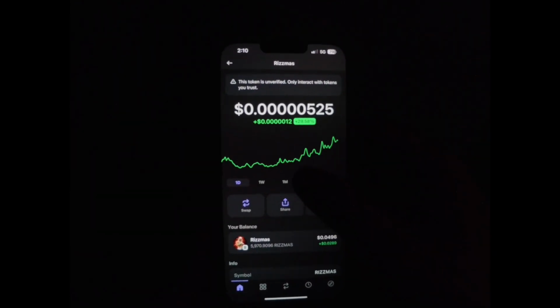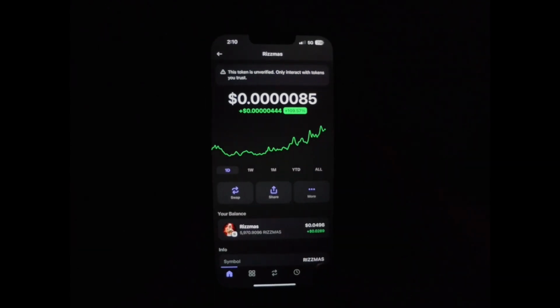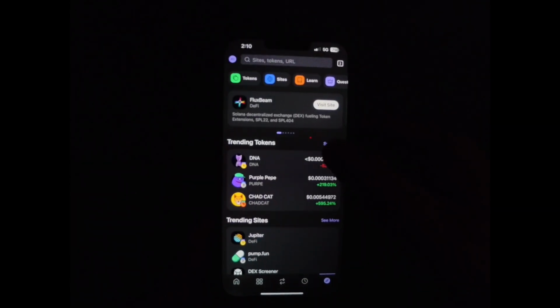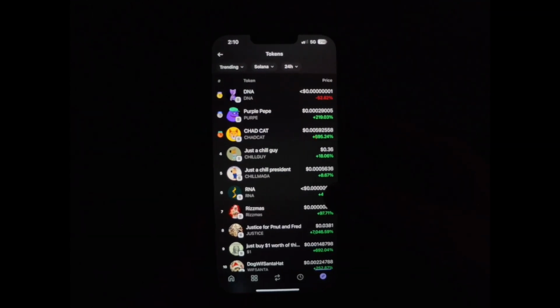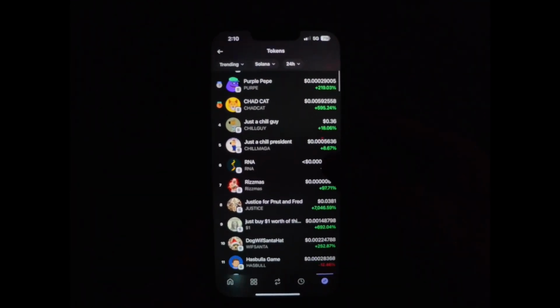But Phantom's a really good app. A lot of people use it for trading these meme coins. At the bottom right here, you can see all the trending tokens going on.